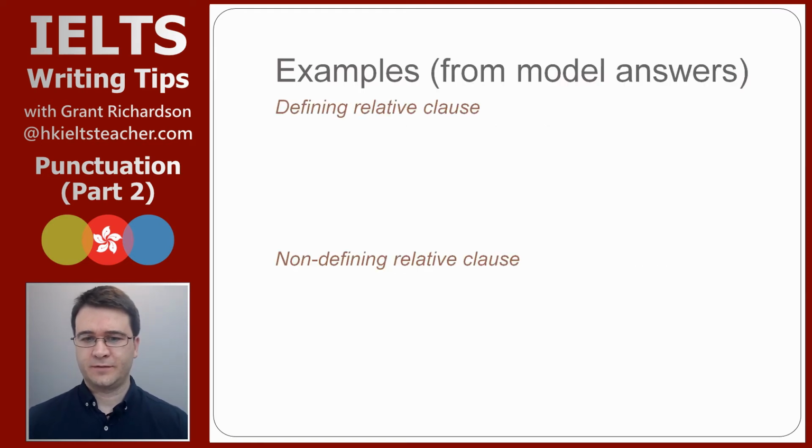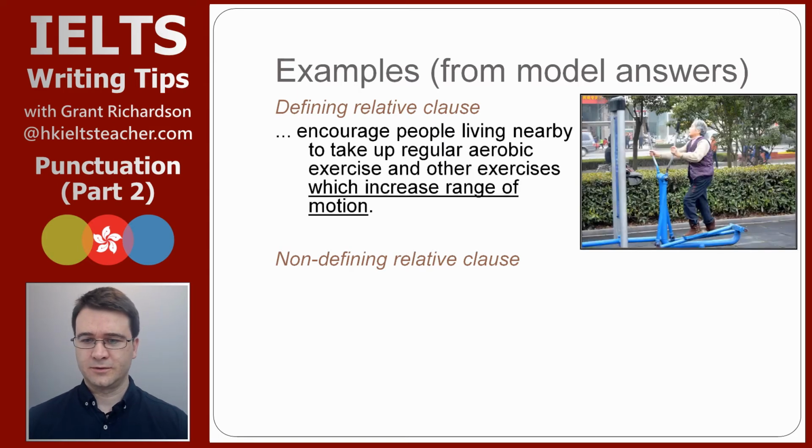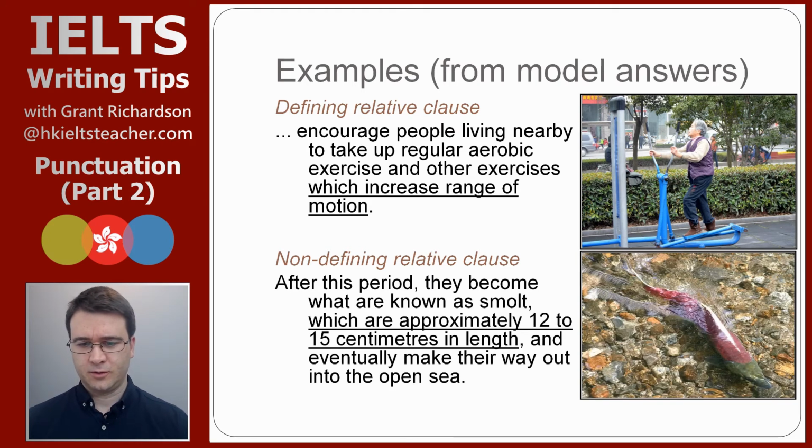Some examples that I've taken from my model answers. For example, a defining relative clause: encourage people living nearby to take up regular aerobic exercise and other exercises which increase range of motion. That relative clause defines other exercises. I presume most exercises would increase range of motion, but I'm making sure that the reader knows I'm talking about those particular exercises. Compare that to a non-defining relative clause.